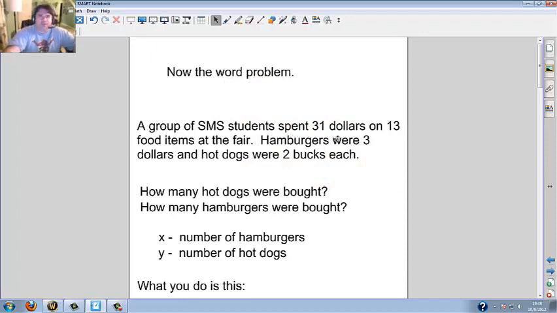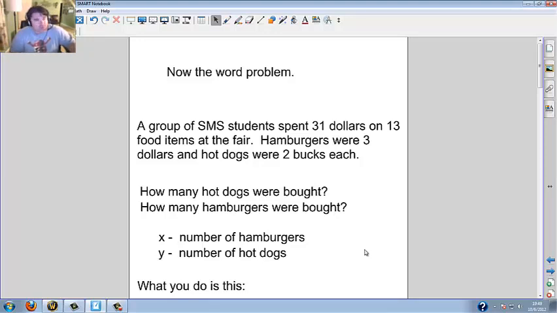A group of SMS students spent $31 on 13 food items at the fair. Hamburgers were $3 and hot dogs were $2 each. How many hot dogs were bought? How many hamburgers were bought? X is number of hamburgers, Y is number of hot dogs. Now, this is the quintessential algebra problem.